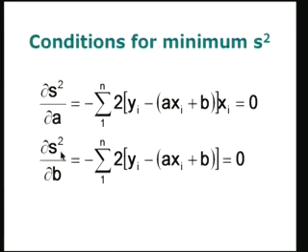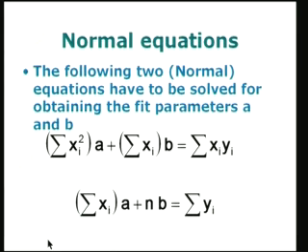Similarly, if I take the derivative with respect to b, I get the second equation, sigma 1 to n of 2 into (y_i minus (a x_i plus b)). With respect to b, this gives you just 1 with a negative sign, that is equal to 0. So, I have got two conditions for the minimization of the sum of squares, and these lead to two equations.